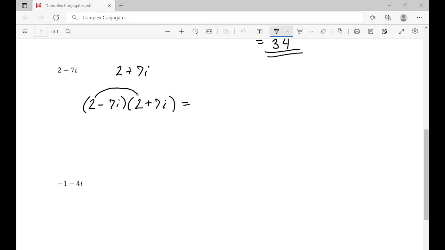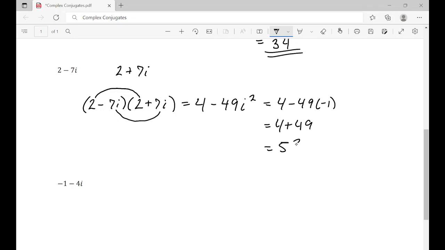So again, multiply the first two and get 4. Multiply the last two, get negative 49i squared, which is going to be 4 minus 49 times negative 1. 4 plus 49, which is going to be 53.